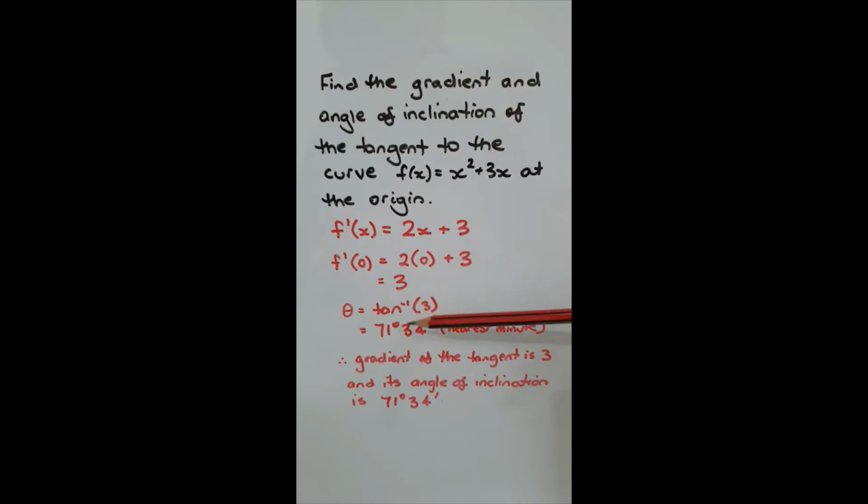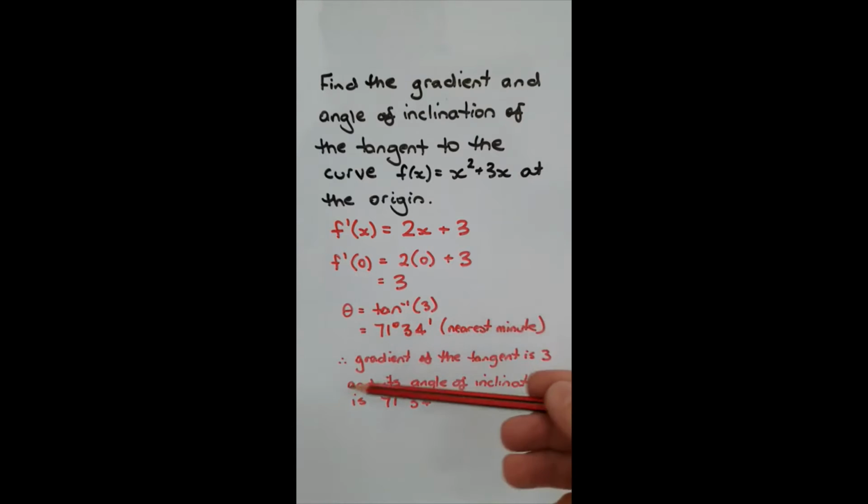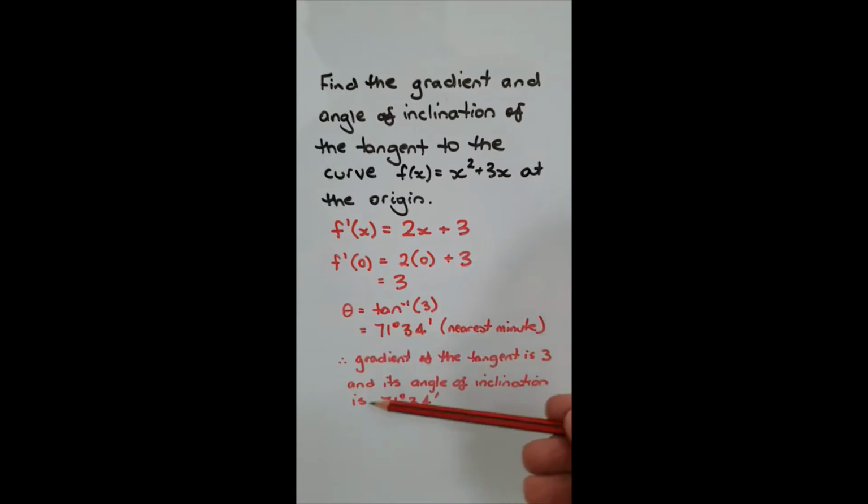Our next step is to find the angle of inclination. So theta is equal to inverse tan of 3. So that's how we find the angle of inclination. 3 represents the gradient, and that equals 71 degrees and 34 minutes, correct to the nearest minute. Therefore, the gradient of the tangent is 3, and its angle of inclination is 71 degrees and 34 minutes.